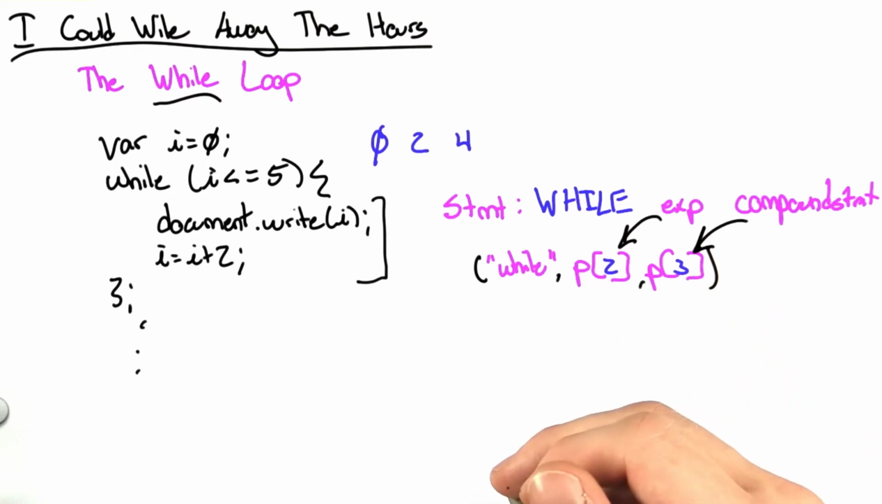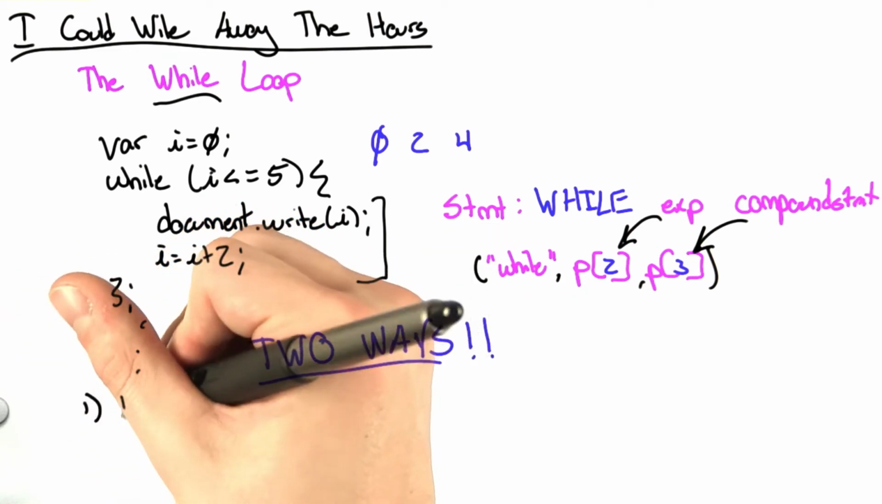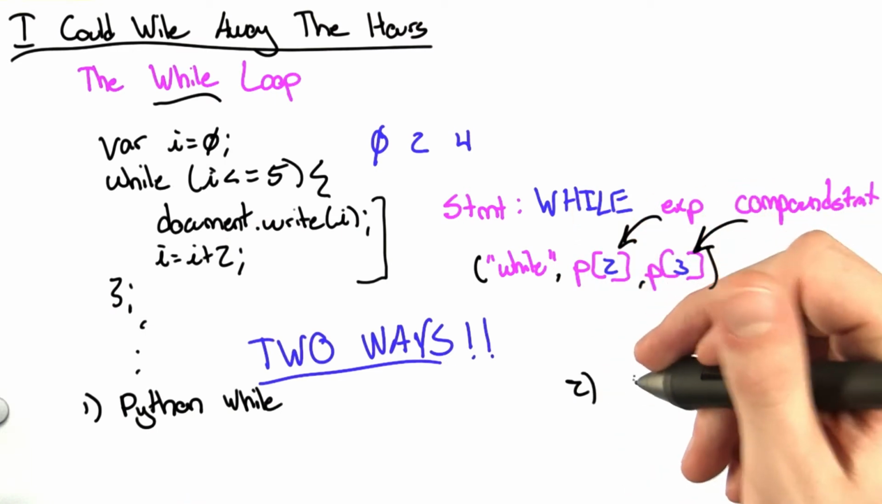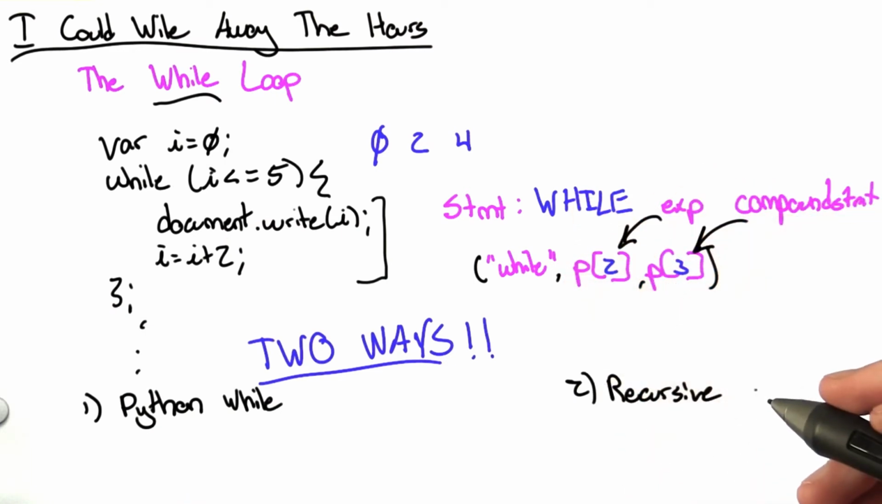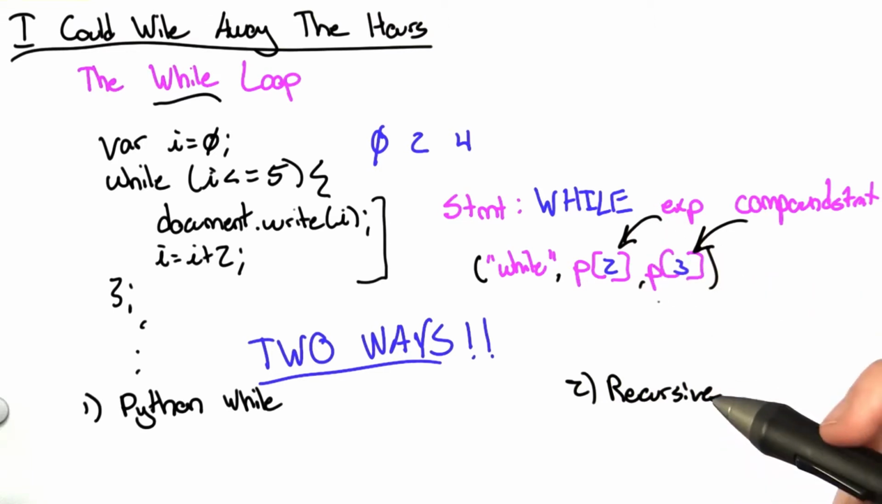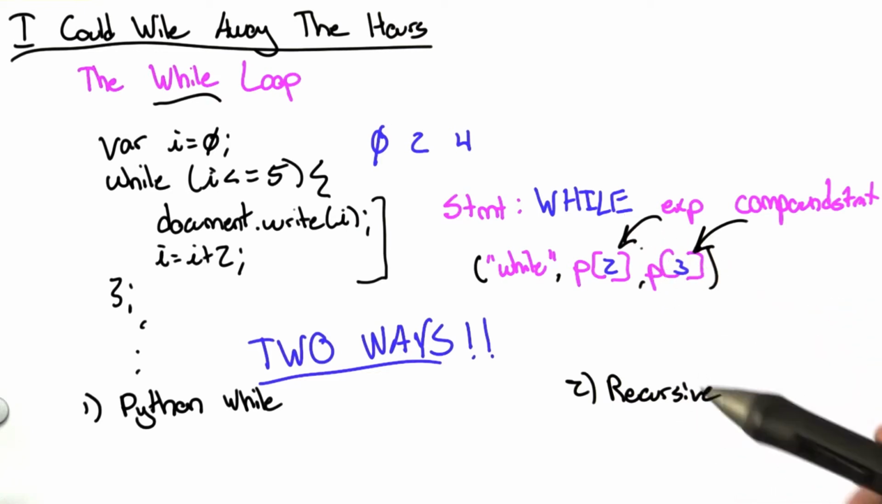So I want to tell you two ways to solve this. The first is going to reuse the Python while, and the second is going to implement the while loop recursively. Recall that in a programming language, you can have either a while loop or recursive calls and still be equally powerful. And so we're going to use that fact to implement our while with recursion.